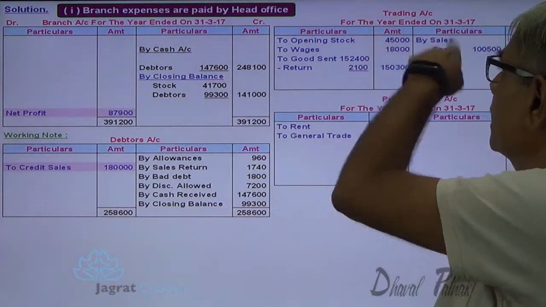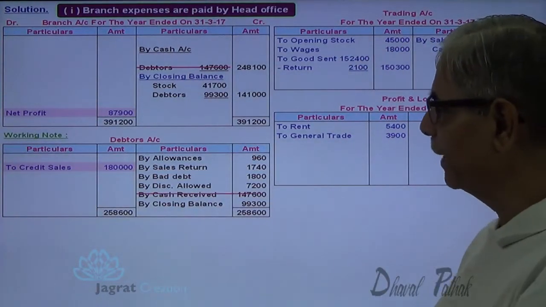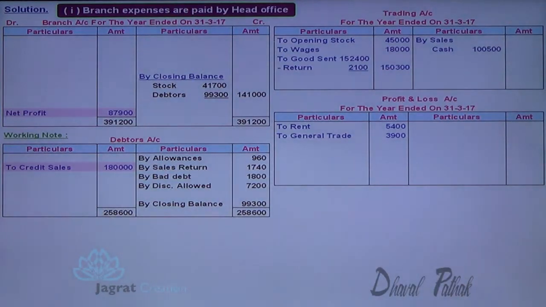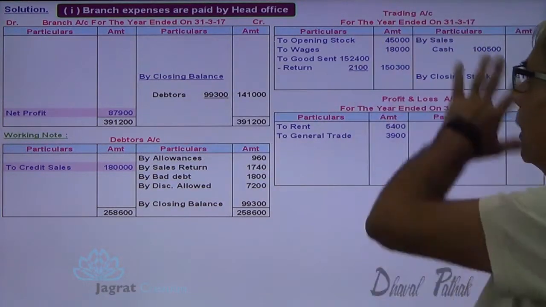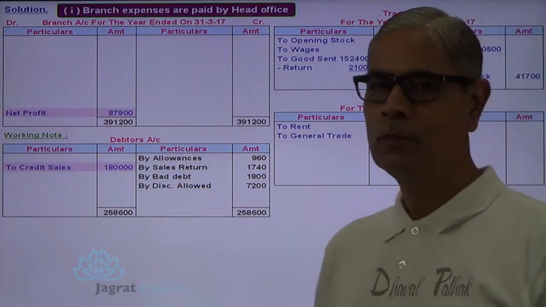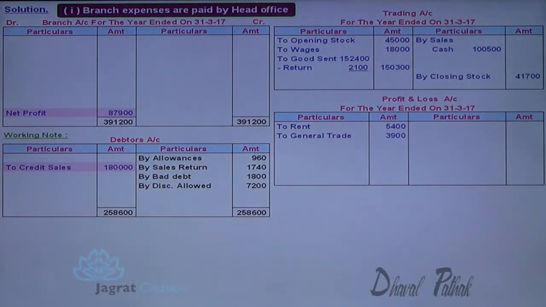Cash received from debtors cannot be recorded here, so it will be cancelled here, and here also it will be cancelled. Both are removed. Notice it. Closing stock, trading account credit side. Closing balance of debtors cannot be recorded in this trading and profit and loss account, so let me remove it. So now this is left. Credit sales will be recorded on the trading account credit side.